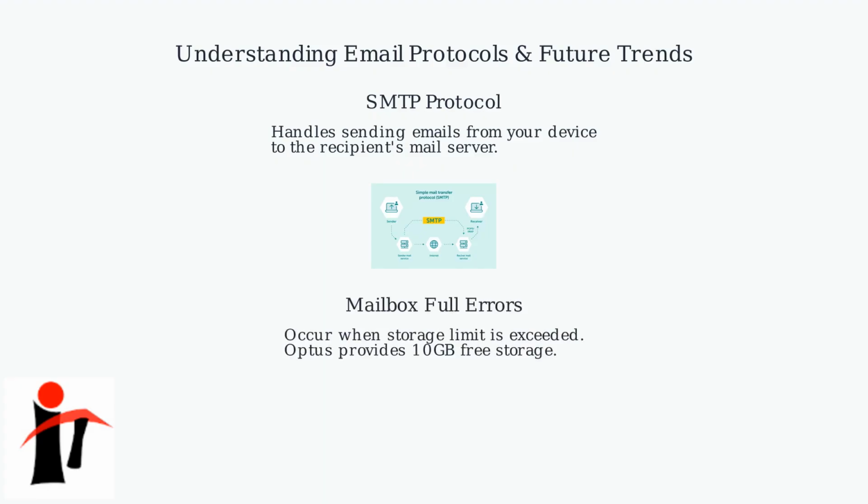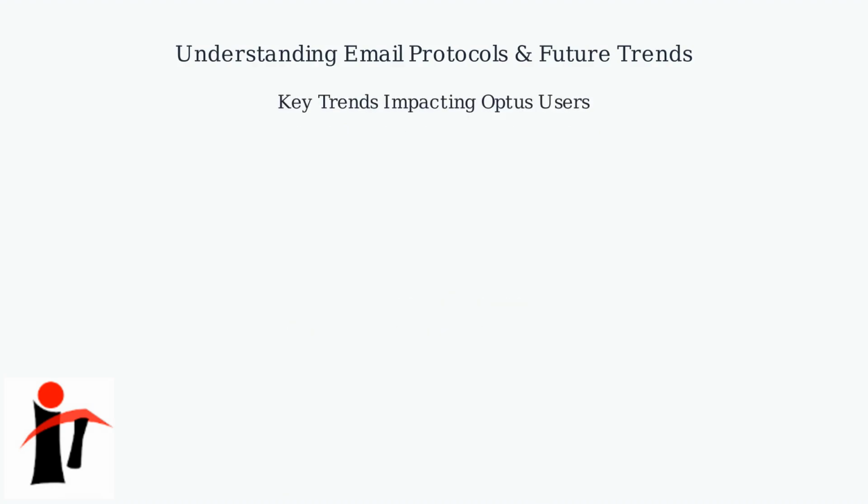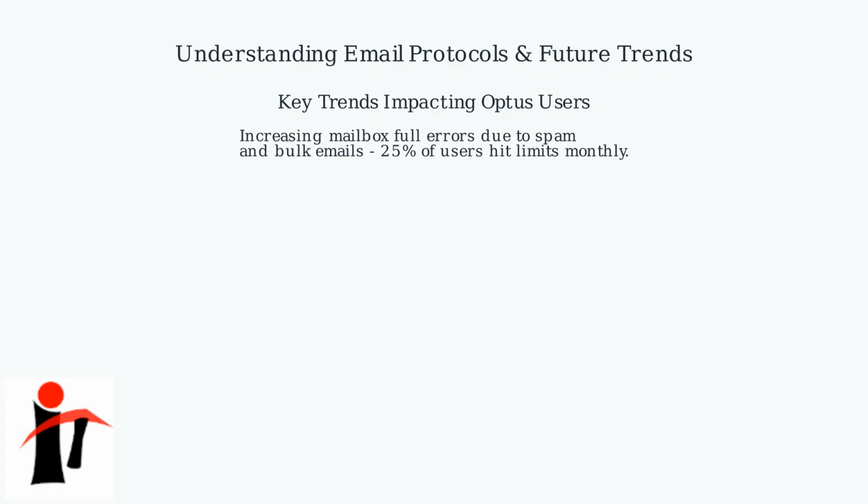Mailbox full errors happen when your email storage limit is exceeded. Optus provides 10 gigabytes of free storage, but users can upgrade to larger plans if needed. Several important trends are affecting Optus email users and contributing to common issues. One major trend is the increasing frequency of mailbox full errors due to rising volumes of spam and bulk emails.